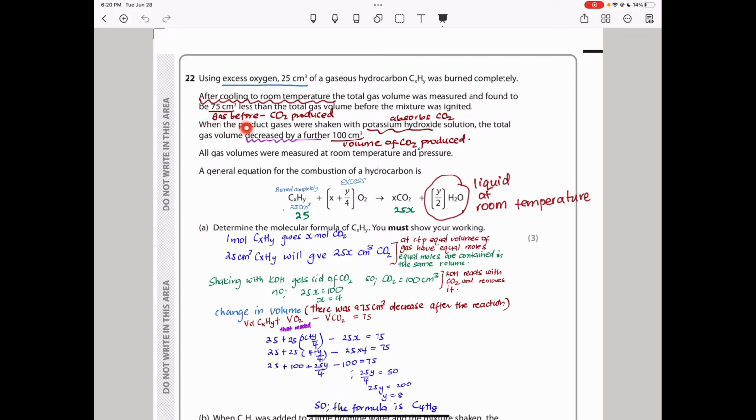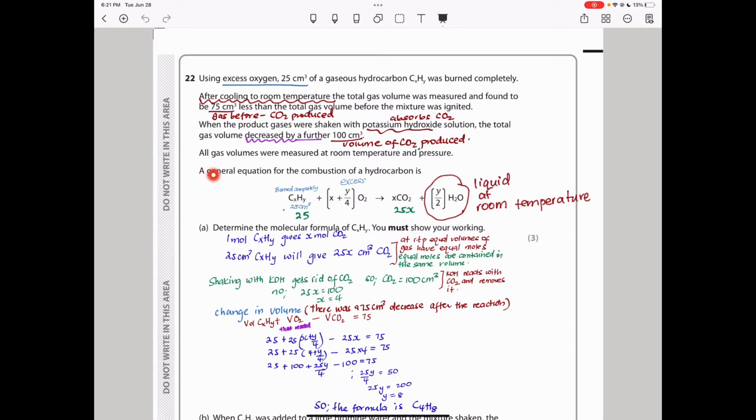So they say when the product gases was shaken with potassium hydroxide. Potassium hydroxide actually absorbs carbon dioxide, so this is to remove carbon dioxide. So potassium hydroxide solution, the total gas volume decreased by a further 100. That means the volume of CO2 produced is 100 centimeters cubed. They say all gas volumes were measured at room temperature and pressure. So you guys know at room temperature and pressure, gases that have the same volume have an equal number of moles.